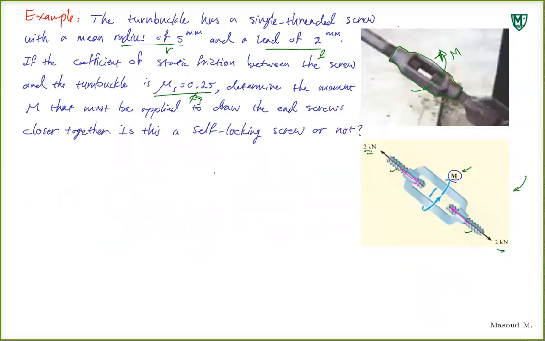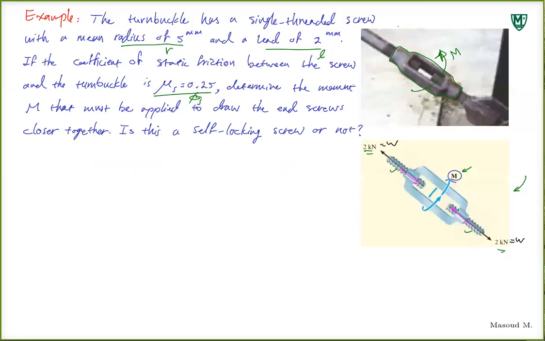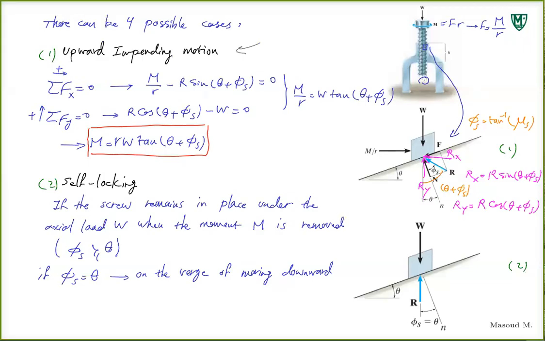If you go back to what you have here, look at those 2 kilonewton. These are your W's, right? This is W here, and this is also W. These are your forces or loadings. Your loading is in one direction, and you want your screw to move in the opposite direction. So the directions are not the same. That's the hint that tells you to look at the relationship you found for upward impending motion. Hopefully it makes sense. The directions of load and the possible motion are going to tell you which set of equations you have to use. In this case, they are in the opposite direction. As a result, you have to use the relationship you found for upward impending motion.